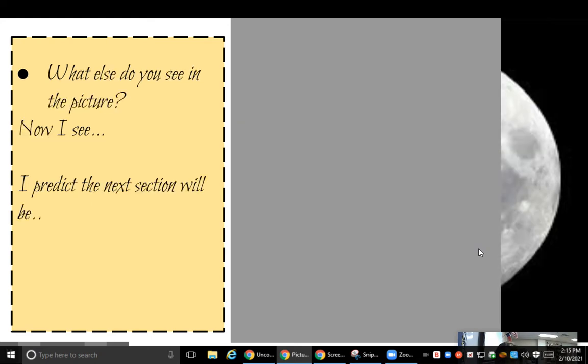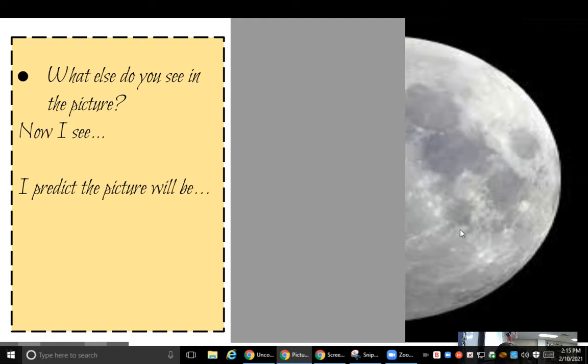What else do you see in the picture? Now I see more illumination. I predict the next section will be half of a moon. What else do you see in the picture? Now I see half of the moon being illuminated. Predict what the next picture will be. I predict it will be more than half.